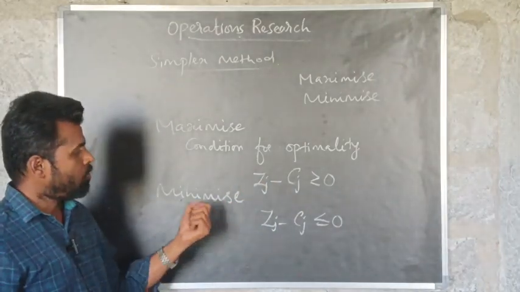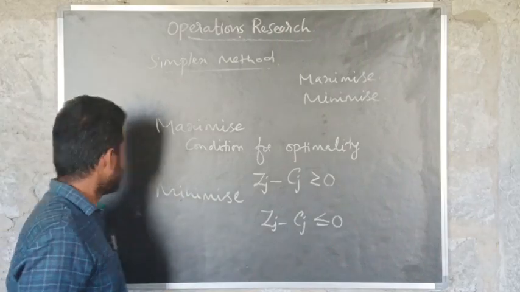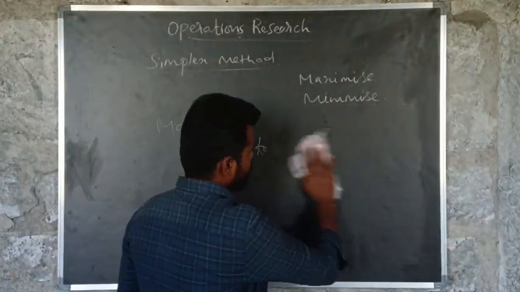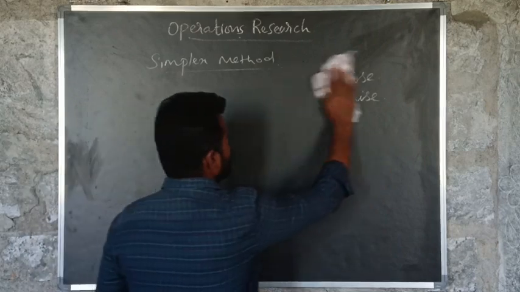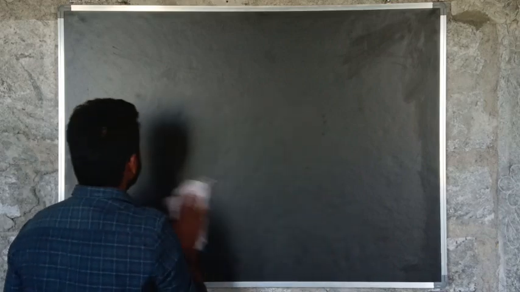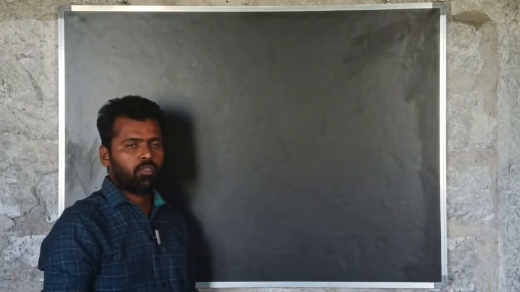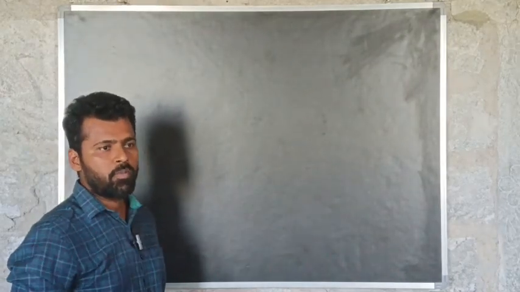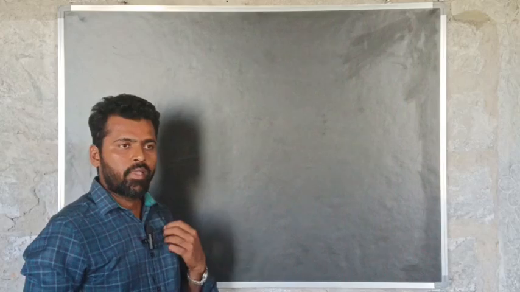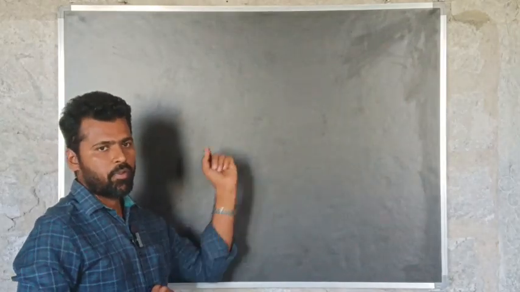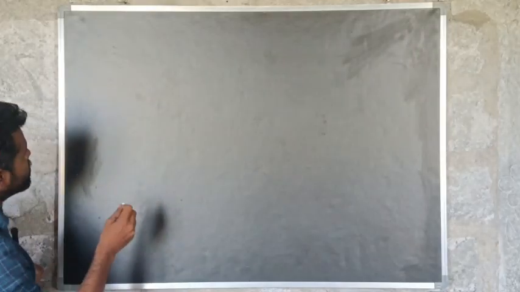So let's go to the problem. I'm going to take one problem from the maximization case so you can understand where all of you make mistakes. Especially in operation research, you make mistakes in the calculation part. You may know the methodology to solve the problem, but you will make mistakes in the calculations. I will pinpoint where you make mistakes. Now we begin with the problem.